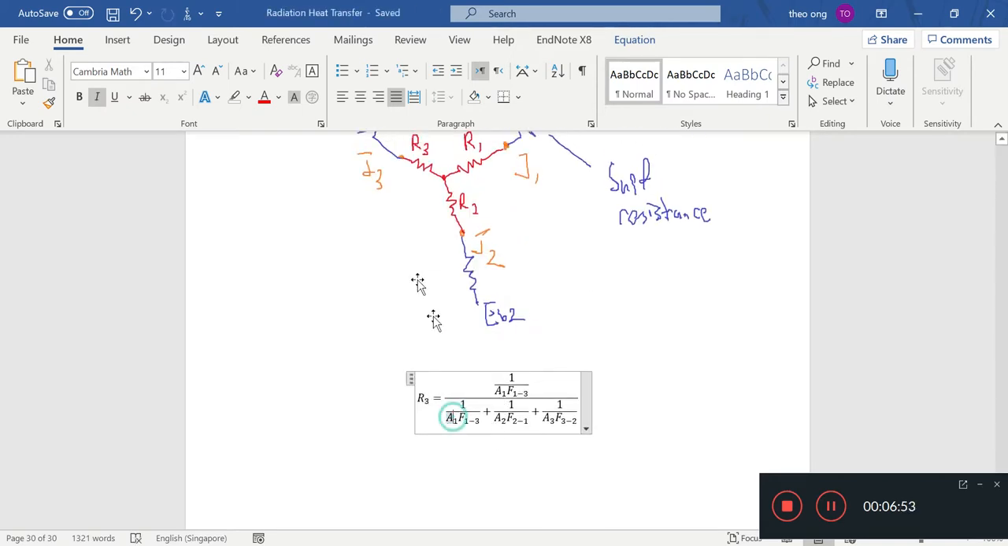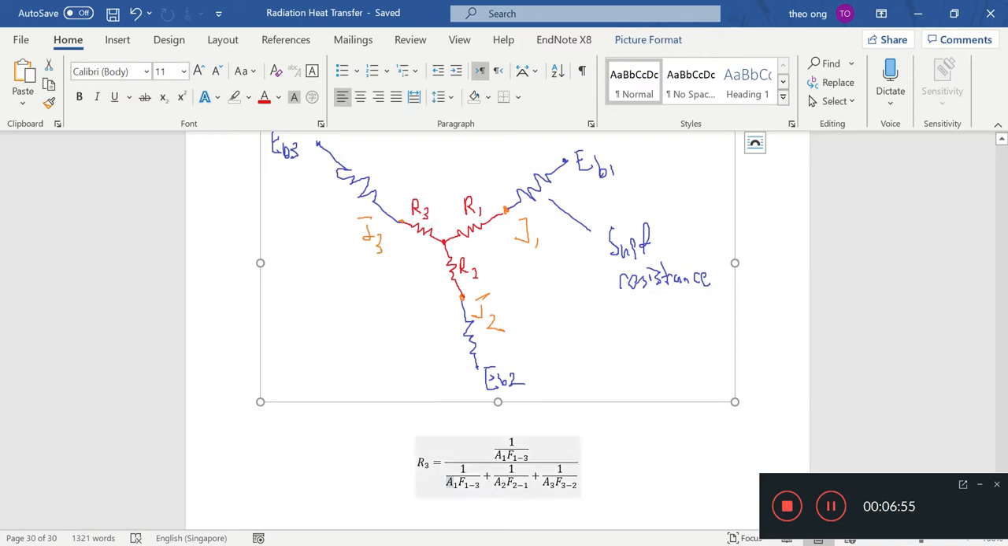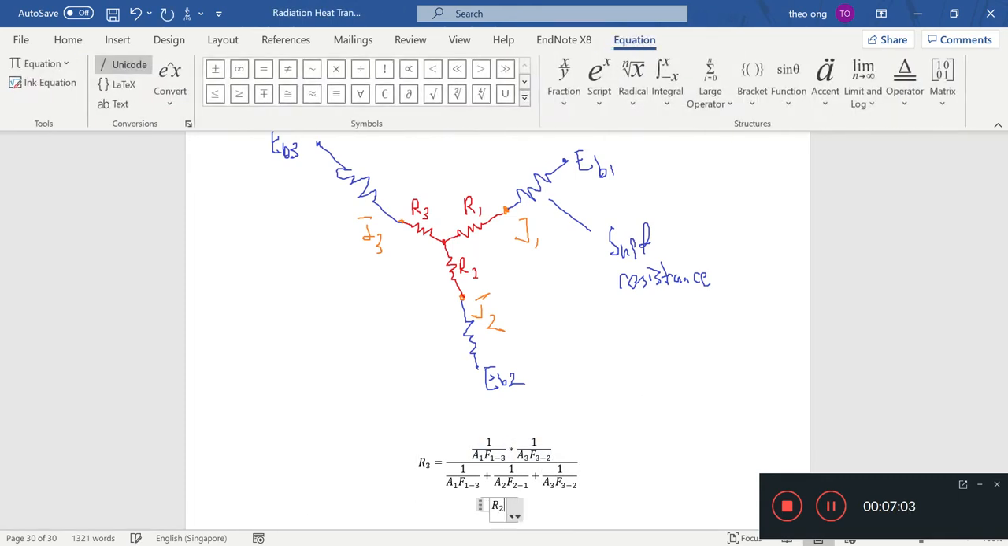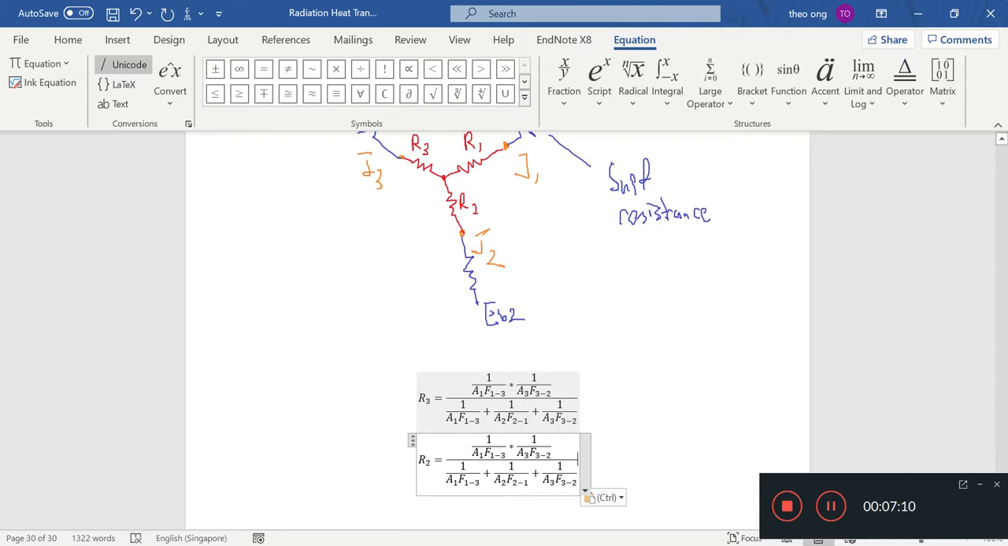Whatever you see with the 3 in the view factor, that will be what you need to put on top, because that touches number 3. So likewise, R2 equals all of this. So the denominator is the same. Now we just need to replace it with this.